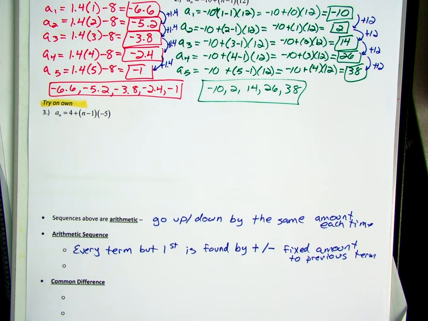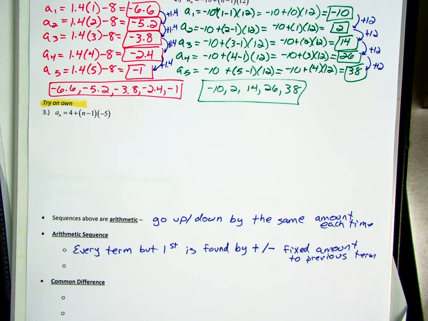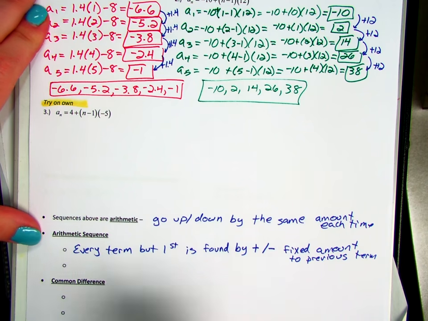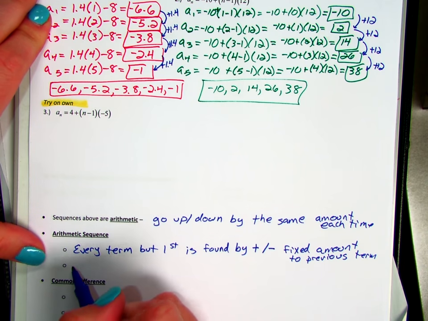Now, when we go to do problems, you're going to have to be able to identify: is this an arithmetic sequence or not? Because if it's an arithmetic sequence, we're going to have certain formulas that we can use on it. If it's a geometric sequence, then those formulas are going to be different. So you have to be able to identify it as arithmetic, and there's a couple of ways to do that.